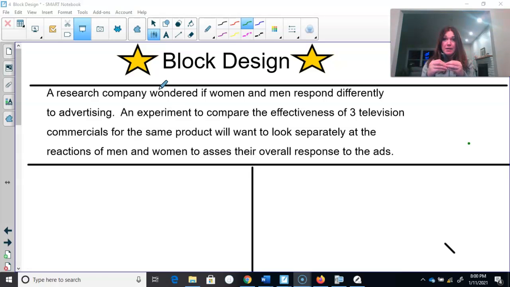In experiments, we can get data a couple different ways. We can do a completely randomized design, which is kind of like a simple random sample in an observational study. Or we can do a block design, which is kind of like a stratified random sample in an observational study.